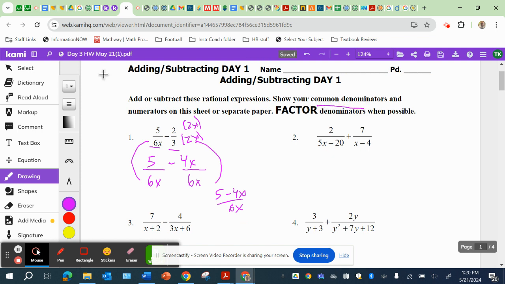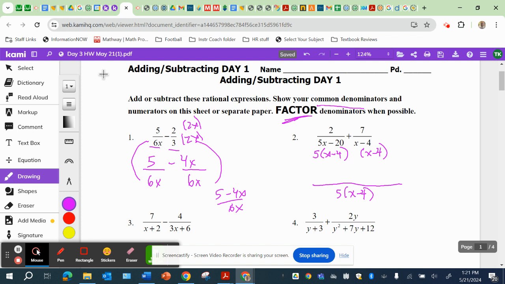It says show your common denominators and factor when possible. So for the second one, you always want to factor everything first so you know what you're going to do for your denominator. When I put my denominator, this is the other way to do it, just make one big denominator. So I need all of the first, and then I look at the second and make sure that part is here.